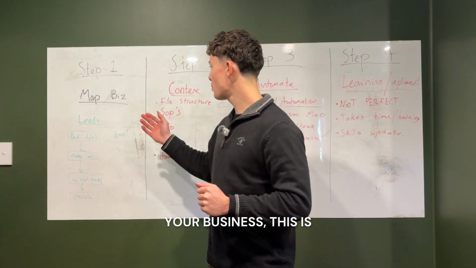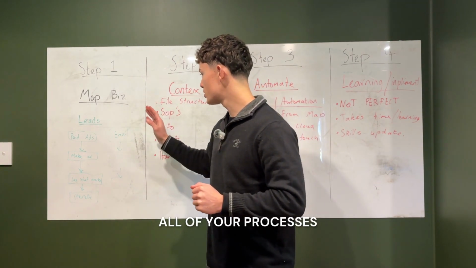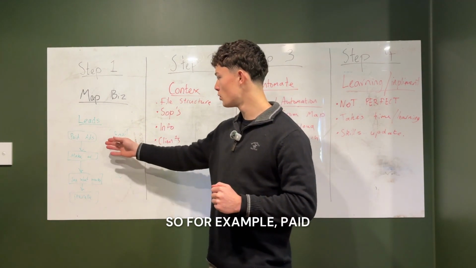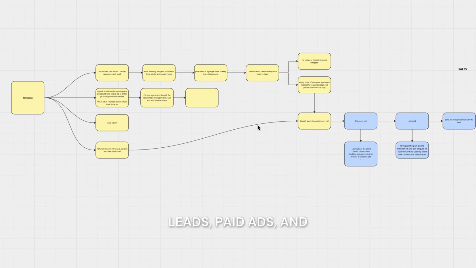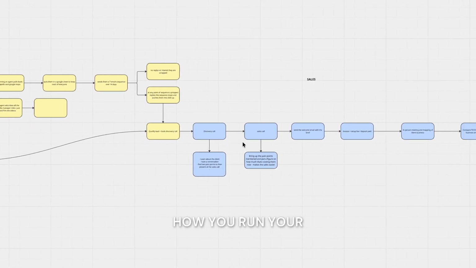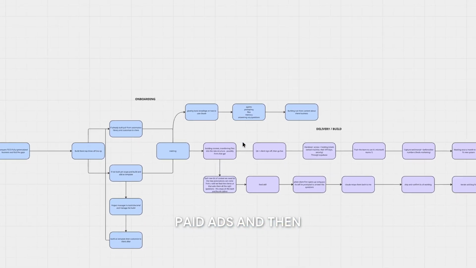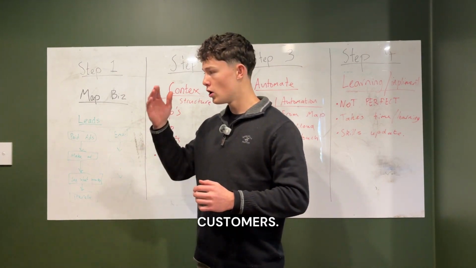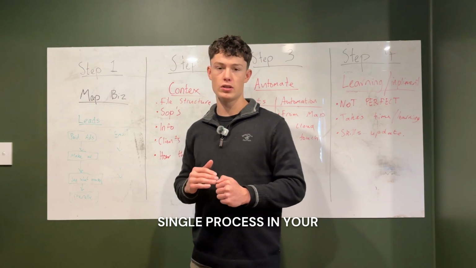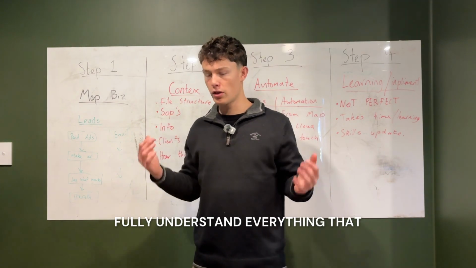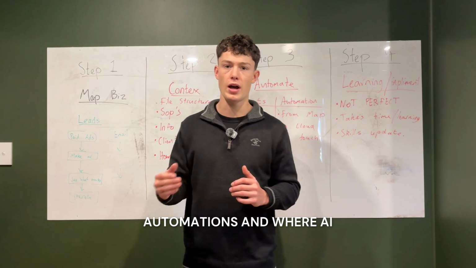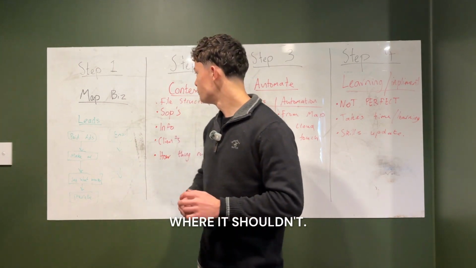So, step one, mapping your business. This is all of your processes of how you do things. So for example, paid leads, paid ads, and then your process for how you run your paid ads, and then your process for emails or however you get customers. Just mapping out every single process in your business so I can fully understand everything that goes on day to day and can suggest automations and where AI can fit in and where it shouldn't.